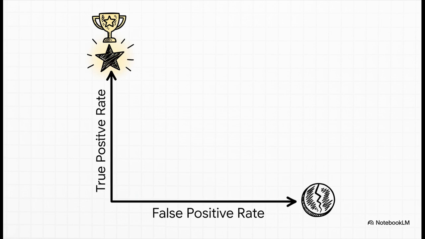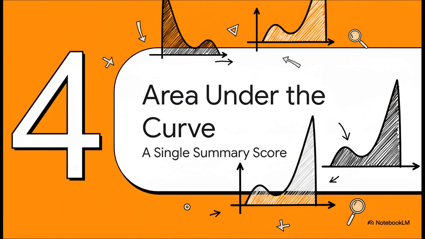Think of it like this. The y-axis going up is your true positive rate. That's your reward. You want that to be high. The x-axis going across is your false positive rate. That's your cost. You want that to be low. So the dream spot? The perfect model lives in that top left corner. 100% reward, 0% cost.